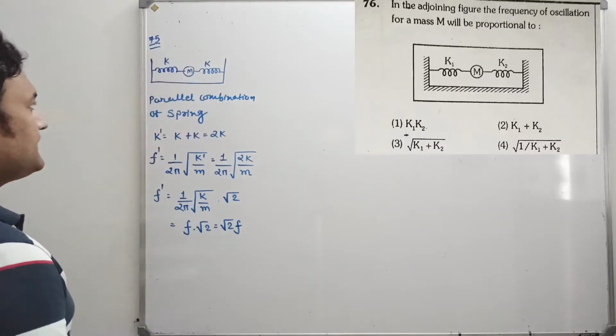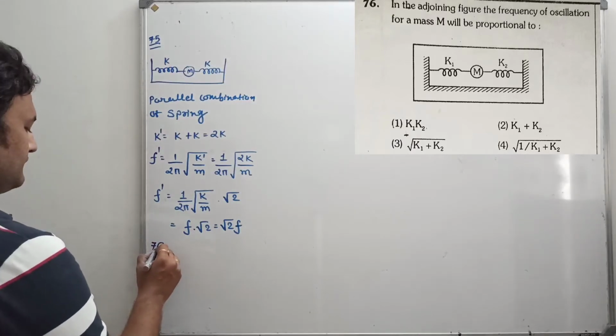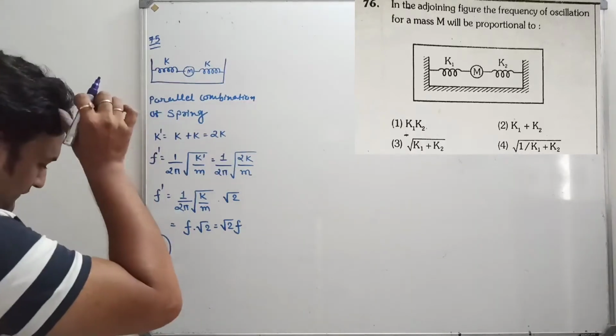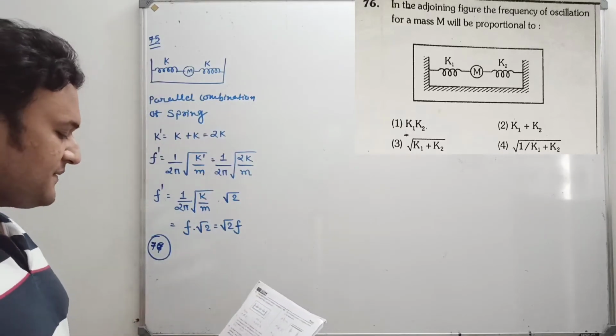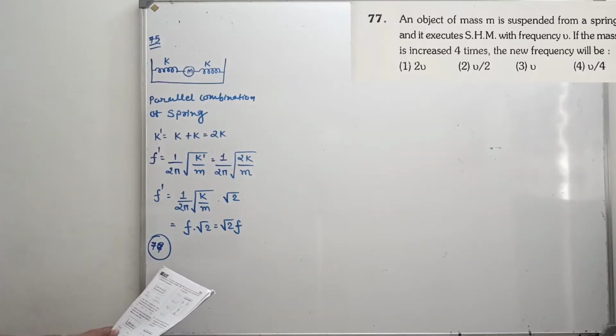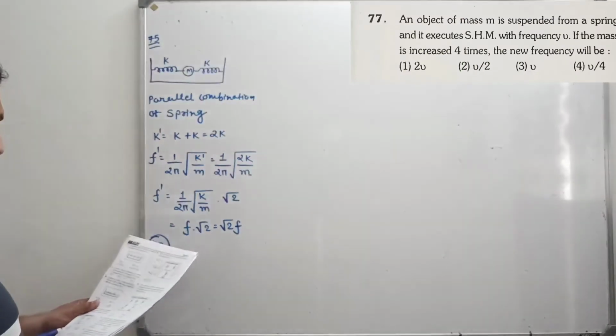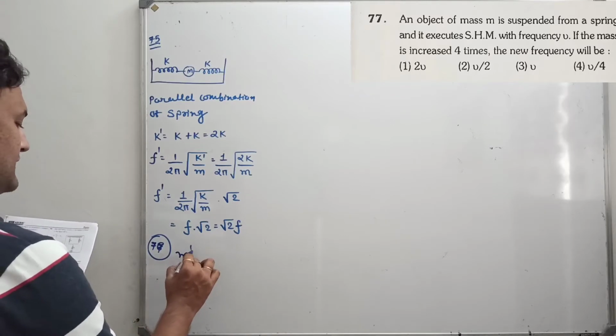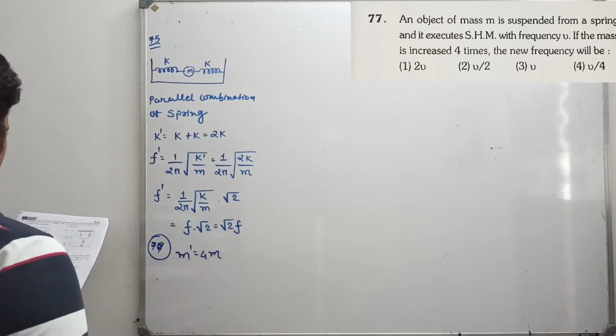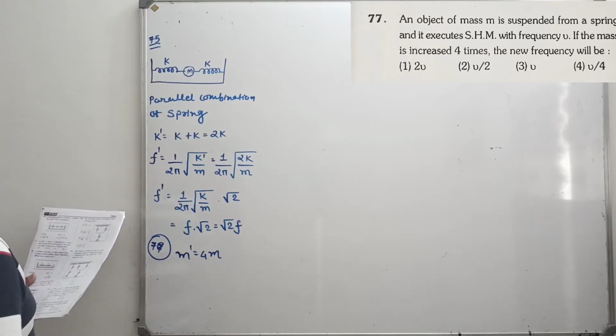Now 77. An object of mass m is suspended from the spring and it executes SHM with frequency f. If the mass is increased 4 times, m dash is equal to 4m, 4 times the new frequency.